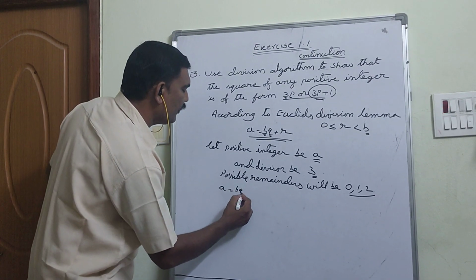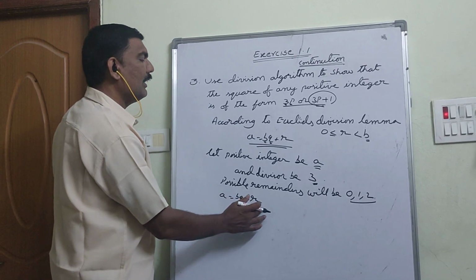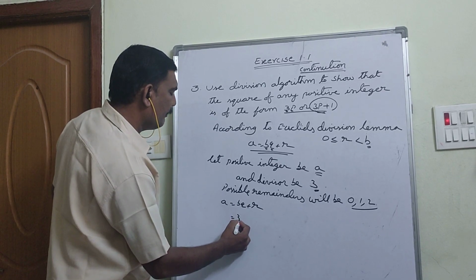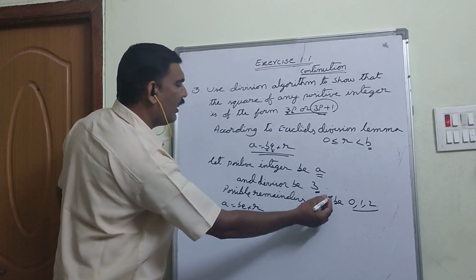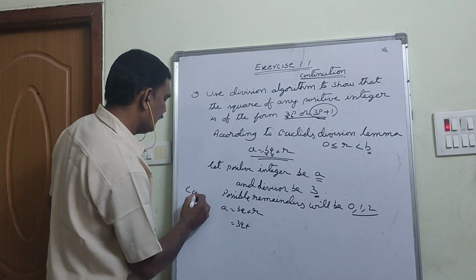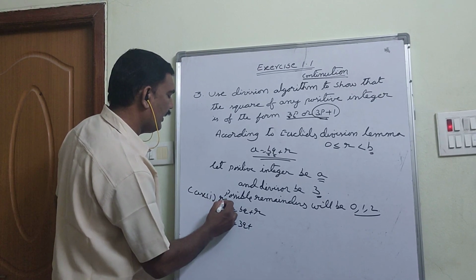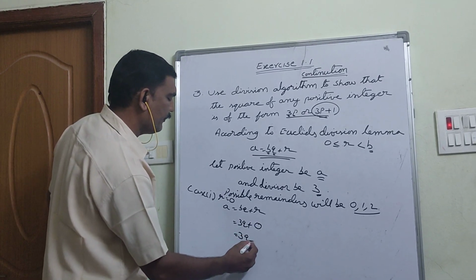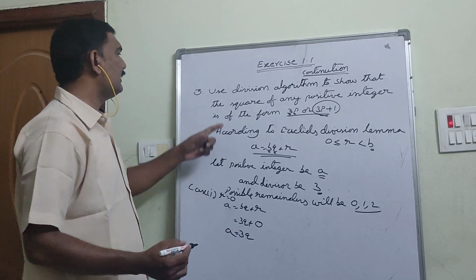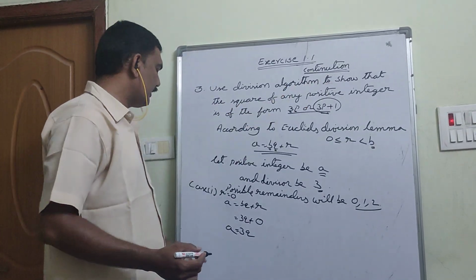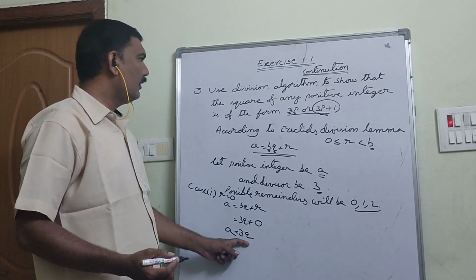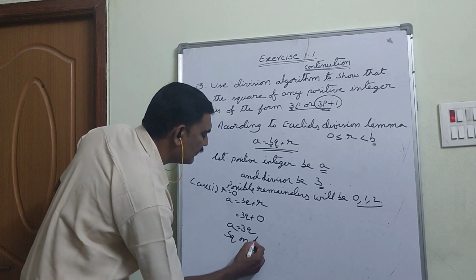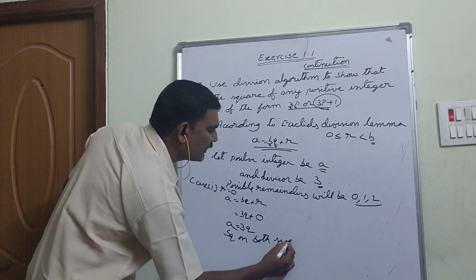a is equal to bq plus r is the Euclid's division lemma. By using this, if you substitute b and r values, b is 3 and r in case 1, we are taking as 0. So 3q plus 0, that is 3q. But the question is square of any positive integer. The positive integer you got as 3q. We want its square. So squaring on both sides.